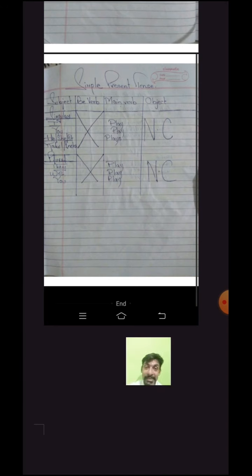So this is a simple chart with the help of which we will understand the structure of simple present tense. So what is this chart about? In this chart, I have made 4 different columns. In the first column, I have written subject. In the second column, I have written be verb or helping verb. All these topics we learned earlier in our previous videos, lectures. And finally comes main verb. And the fourth column is of object.